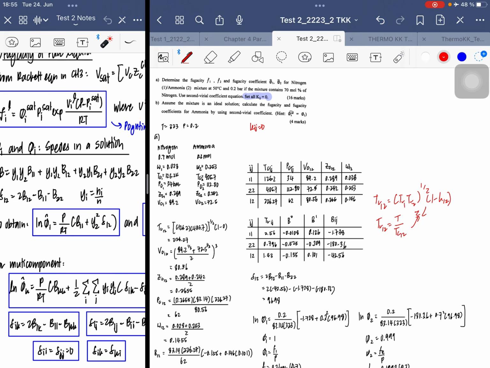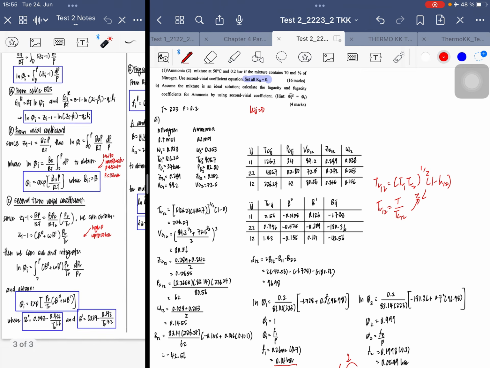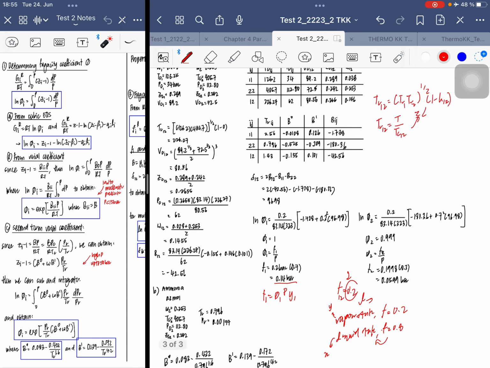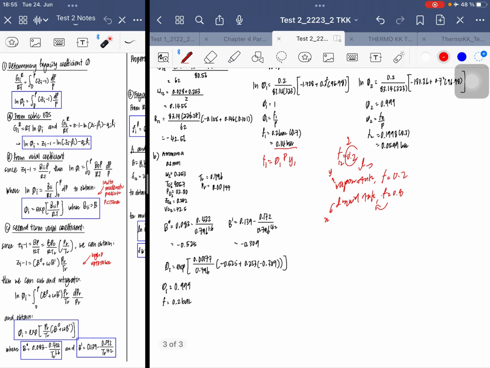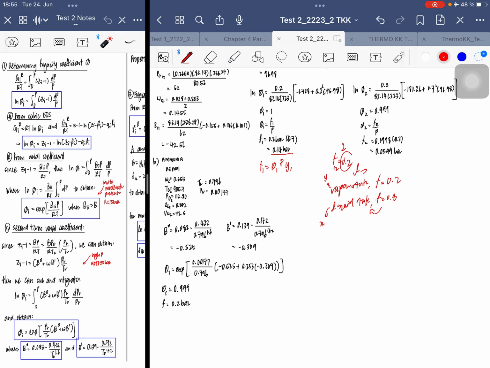Next is part B. Assuming the mixture is an ideal solution, calculate the fugacity and coefficient for amino by using the second virial coefficient. So the second virial coefficient is this one. I feel like I don't really have to do much explanation. It's just a matter of plugging in formulas, because this is just 4 marks. It's pretty trivial to explain thoroughly. I made a mistake here too, 0.99.